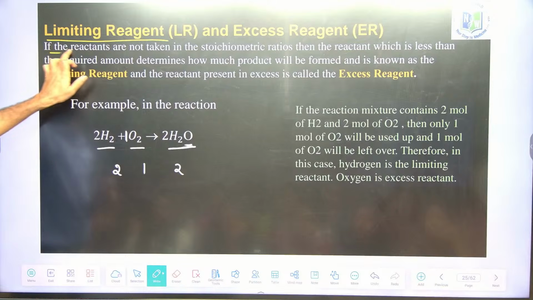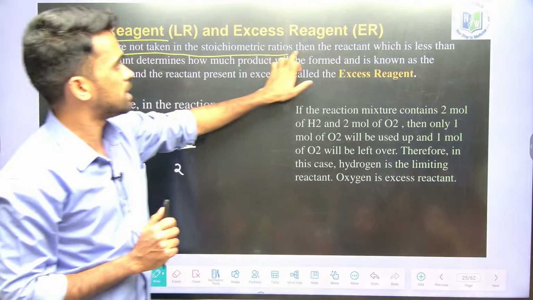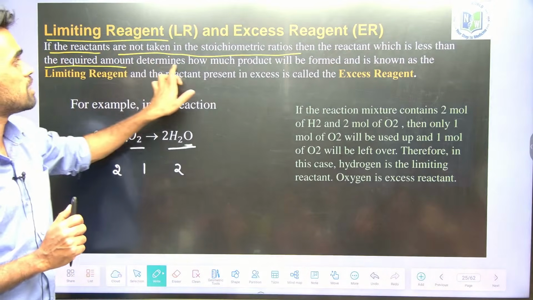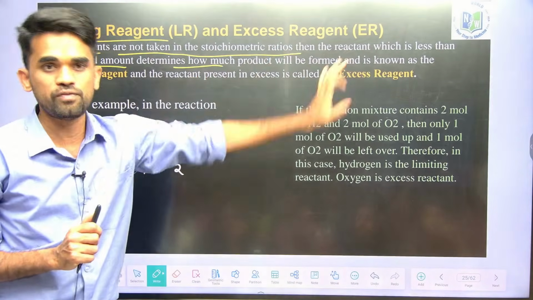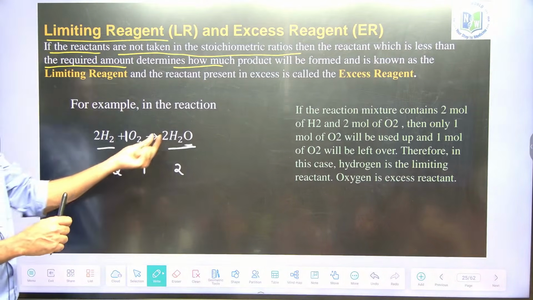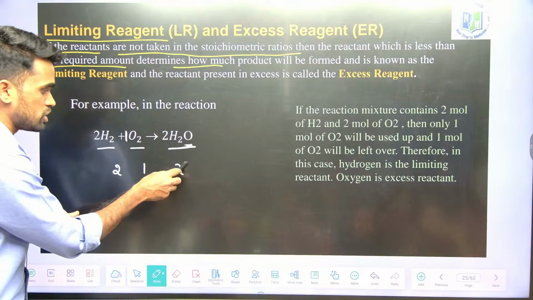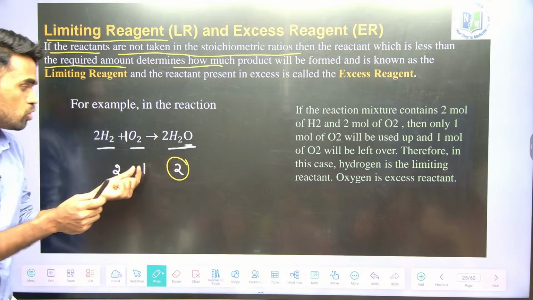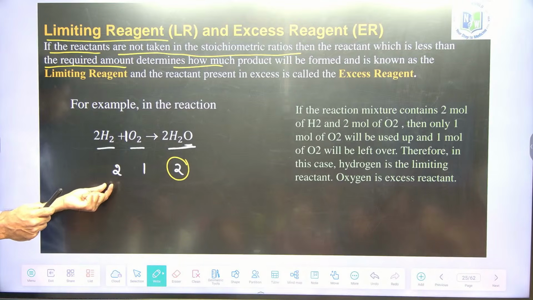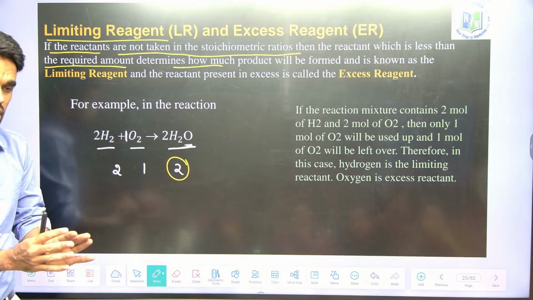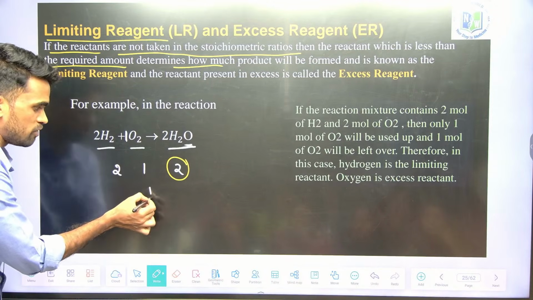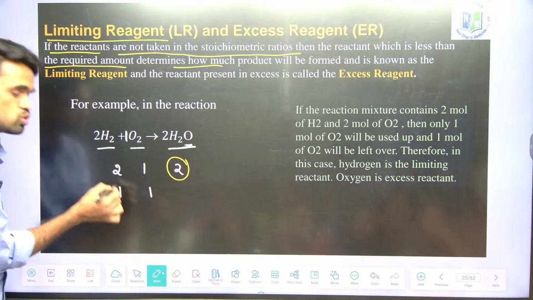Now you just read what we mean by limiting reagent and excess reagent. See, if the reactants are not taken in the stoichiometric ratios, then the reactant which is less than the required amount determines how much product is formed. For example, you are doing a chemical reaction, say we are producing water. For production of 2 moles of water, how many moles of oxygen are required? 1. And how many moles of hydrogen are required? 2 moles. But when we are performing the reaction, I have taken 1 mole of O2 and 1 mole of H2 only.